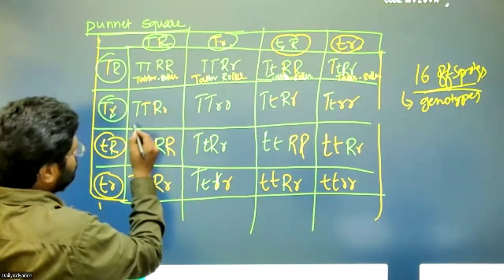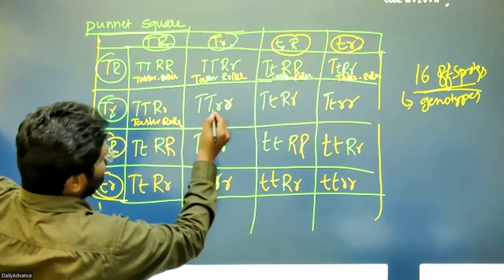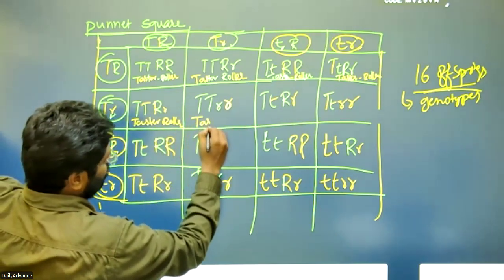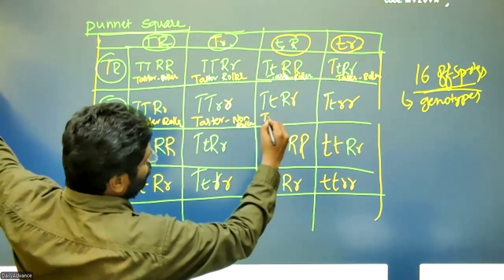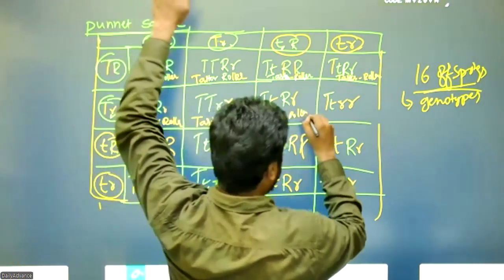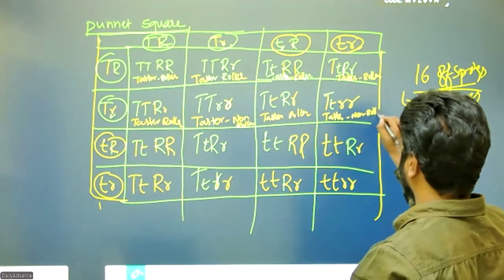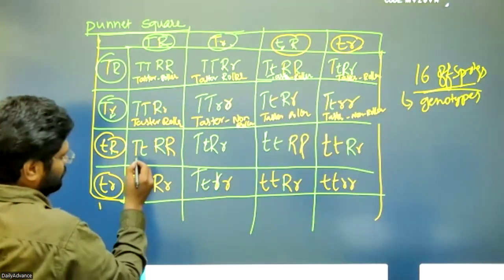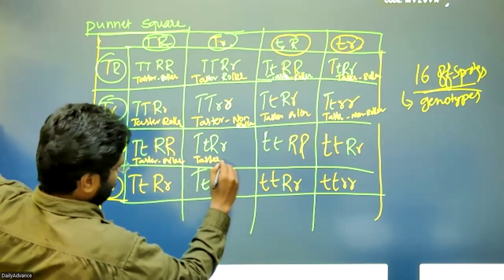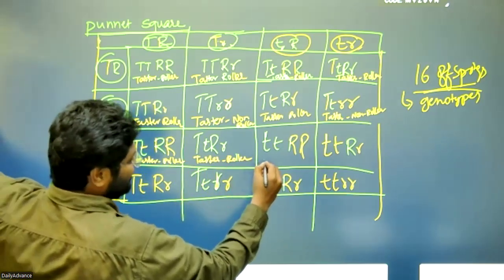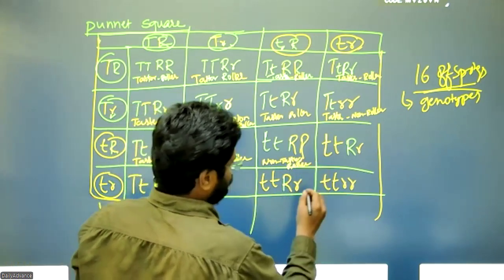Okay. So now you can see taster, roller. So this capital T, small r, taster, non-roller. This child born with taster, non-roller. This is child with taster, roller. So this is child with taster, non-roller. Okay. So now next child is taster, roller. Taster, roller. So non-taster, roller. Non-taster and roller child.